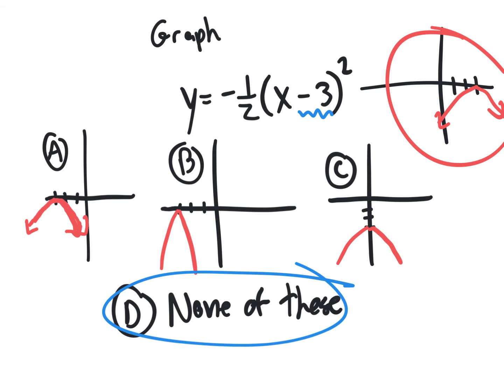Notice that the K value, there is no K value that you're adding or subtracting at the very end, so there is no up or down shift. Okay, so I hope we understand the negative means that it opens down. The 1/2 means that it gets vertically compressed. The parabola gets wider. The minus 3 means it shifts 3 units to the right because you have to think opposite of what you see here. And the K value doesn't shift up or down, so that does mean that it's touching the x-axis. Okay.